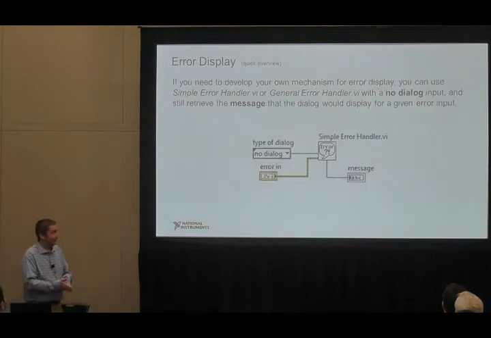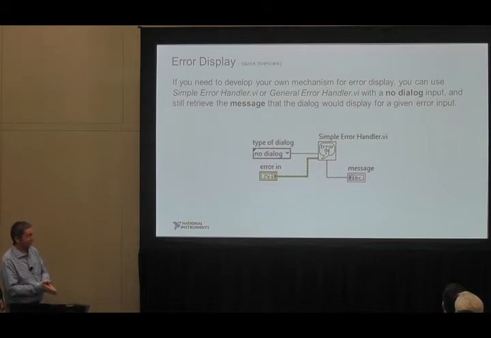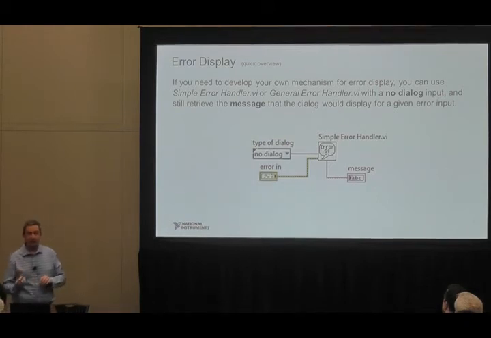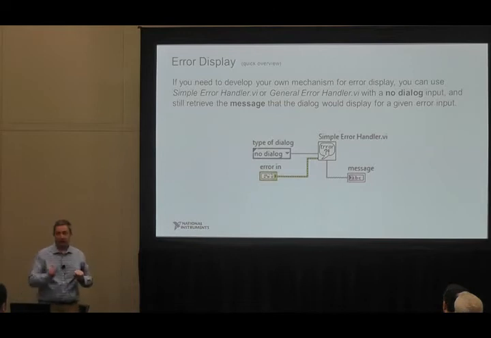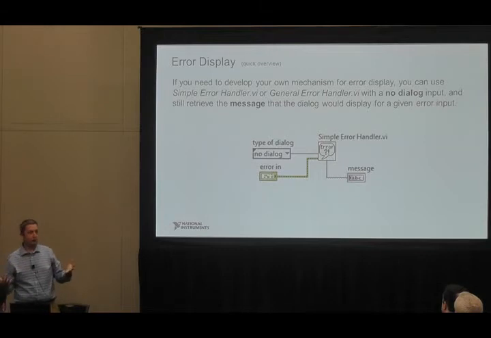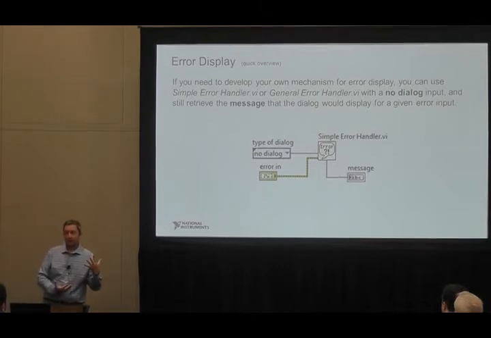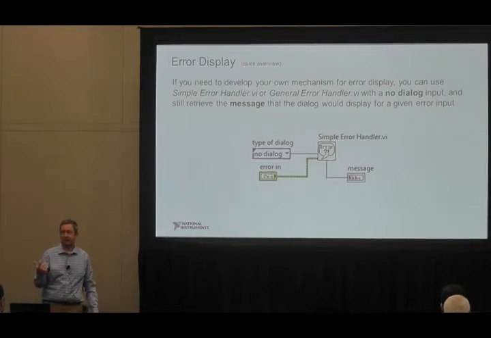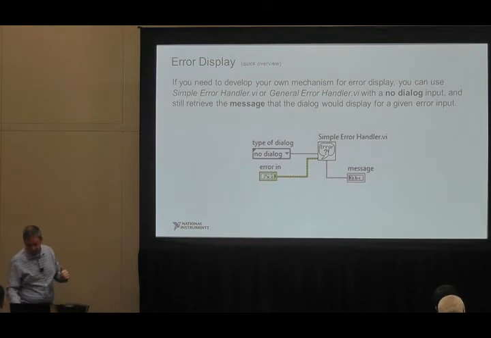And in that case, we've actually still got some really handy functionality on Simple Error Handler. In case you didn't know, you can actually wire an input of no dialog to that VI. And when you do that, it will not pop up a dialog. But what it will do is give you back a string that gives you the value of the message that would have been in the pop-up dialog. So if you're designing your own way to display error information for whatever reason, use this trick to get the string that we would be displaying in that dialog, and then display it however you decided to in your own custom error display mechanism.